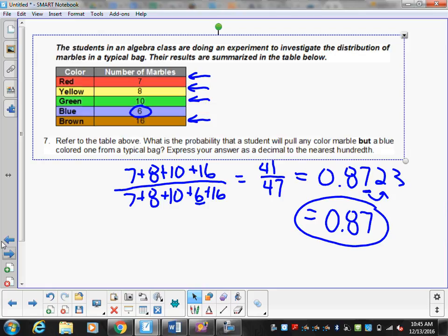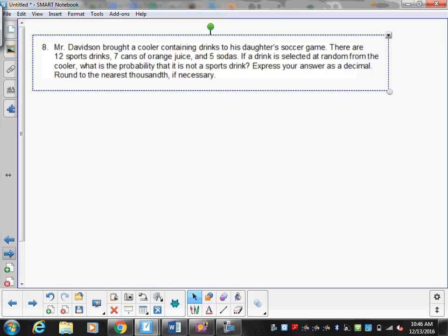And number 8. Another probability problem says, Mr. Davidson brought a cooler containing drinks to his daughter's soccer game. There are 12 sports drinks, 7 cans of orange juice, and 5 sodas. If a drink is selected at random from the cooler, what is the probability that it is not a sports drink?